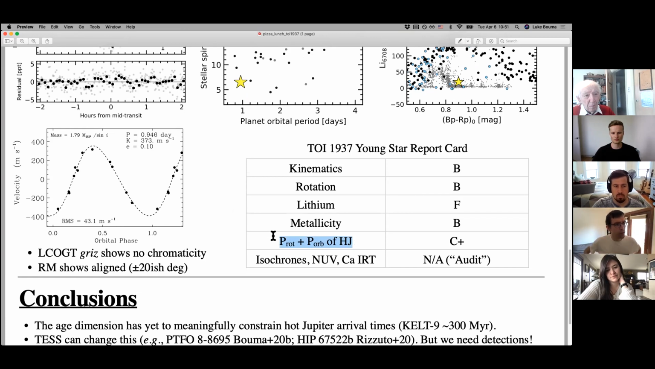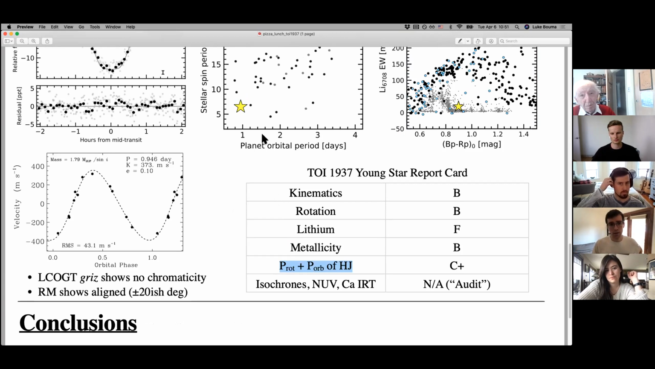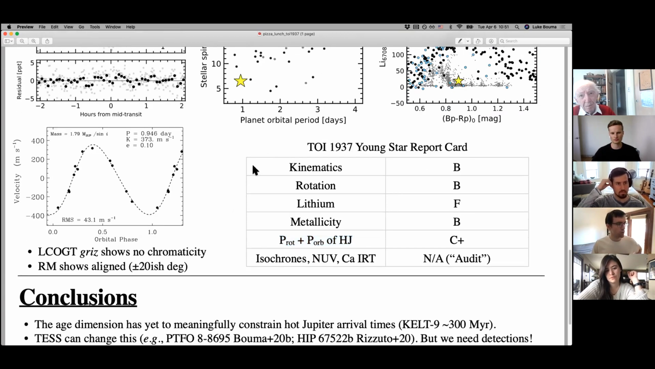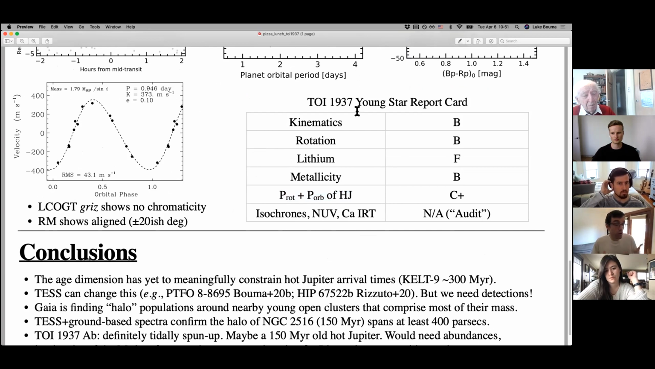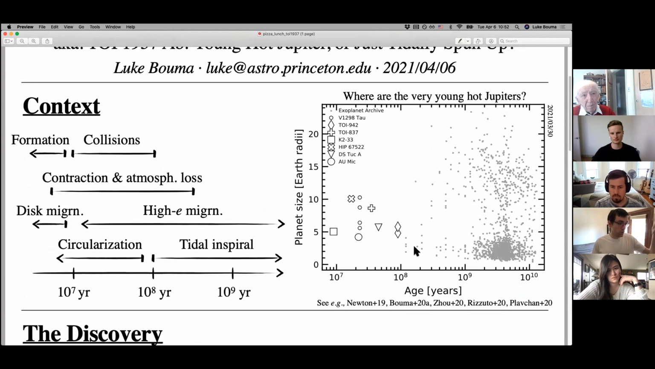Using the rotation period and the orbital period of the hot Jupiter as an age indicator, I think, is not particularly kosher. It's not been done very much, and it's an indirect argument. So overall, on whether or not the star is truly young: if it is, it would be, I should remind you, something like 14 Earth radii, 150 million years. It would basically be the youngest definitive hot Jupiter known.